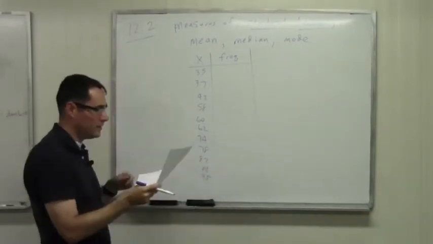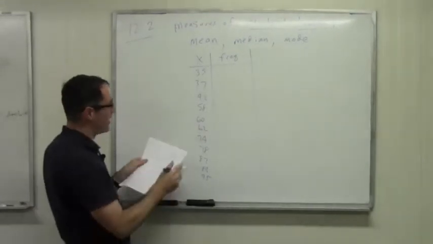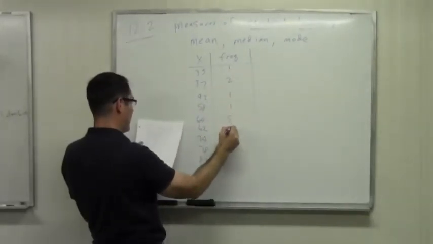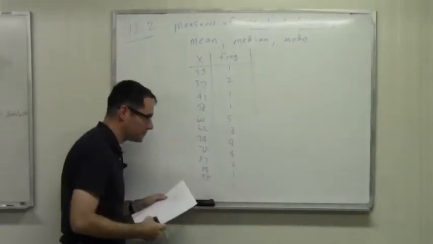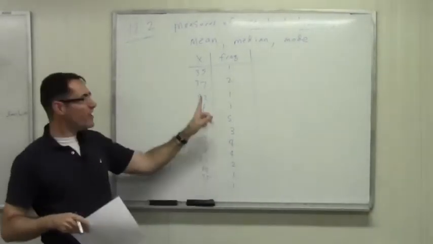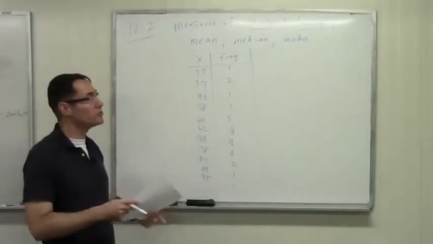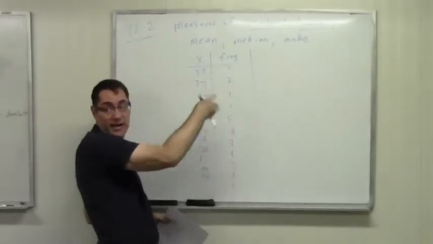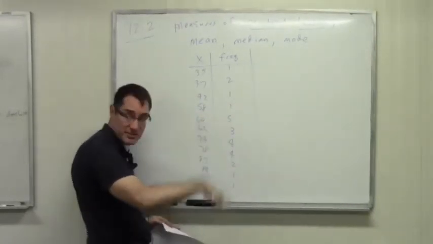Let's say these were grades on the exam. That would be bad, right? But let's say you had frequencies of 1, 2, 1, 1, 5, 3, 4, 4, 2, 1, and 1. If you want to find the average of these numbers, really this is saying how many 35s are there? 1. How many 37s? 2. So don't you have to do 35 plus 37 plus 37 for the second one, plus 42 plus 58 plus 60 plus 60 plus 60 plus 60 plus 60, etc.